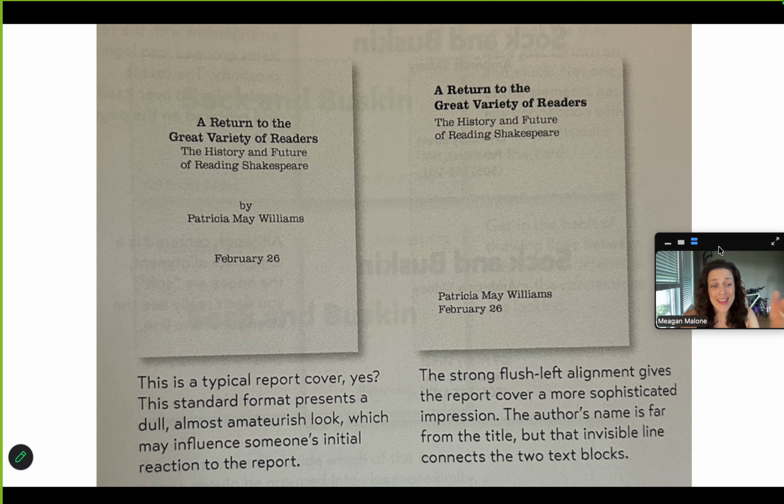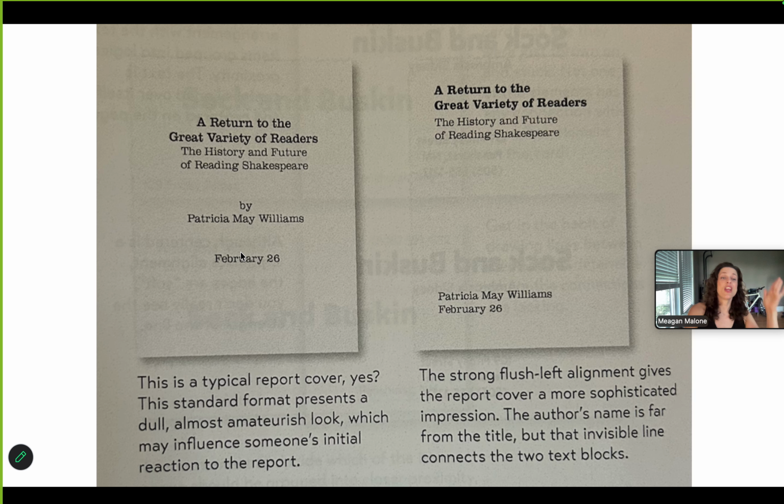So one thing that I'm going to press you to do is not to say that centering is illegal, but I would like you to experiment with some different kinds of alignment. So we look at the typical report cover, she says, which is just sort of boringly centered. By the way, APA is boringly centered and there's nothing you can do about it. Those are rules that you cannot break if you're working in APA.